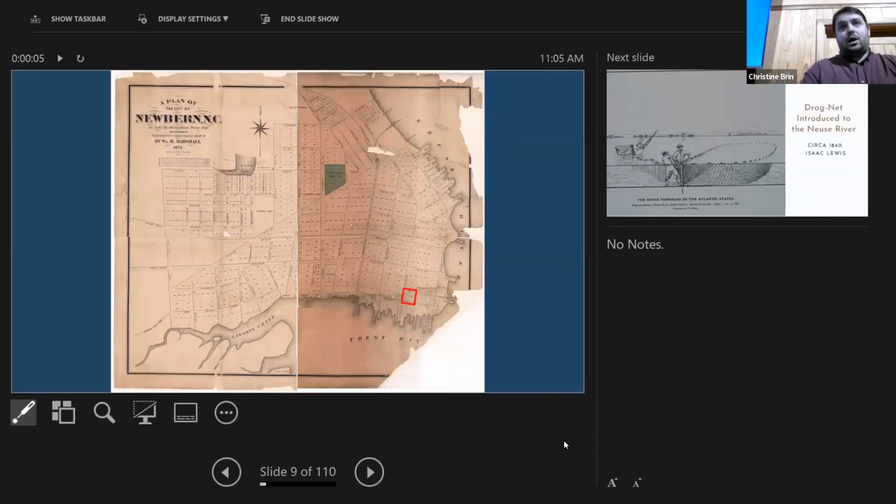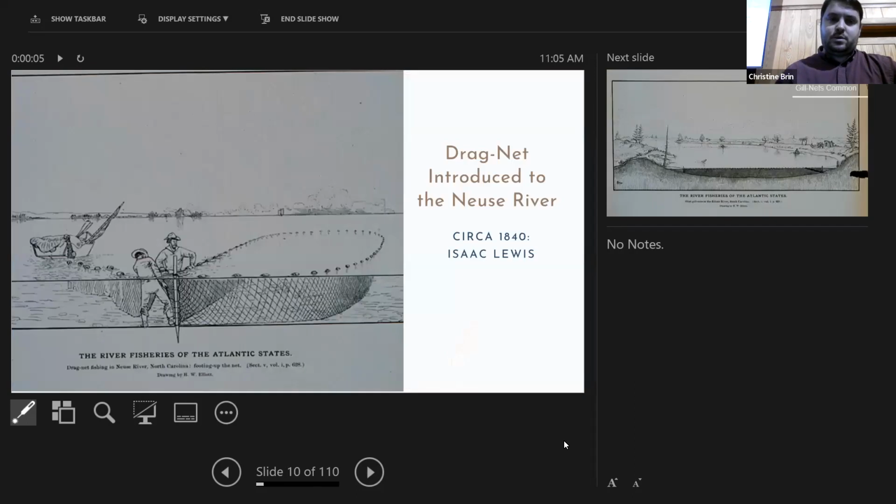And this is what New Bern looks like at the time. This is a layout of the town, and that area with the red box is approximately where Isaak Lewis bought a house. That's approximately where he lived, in the downtown area.